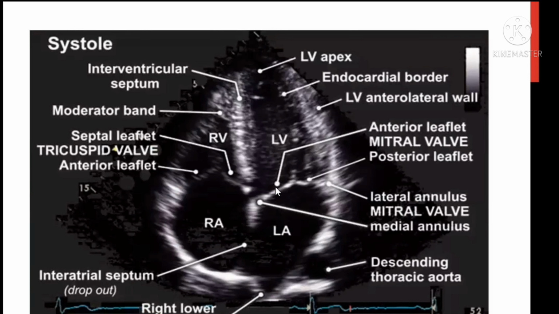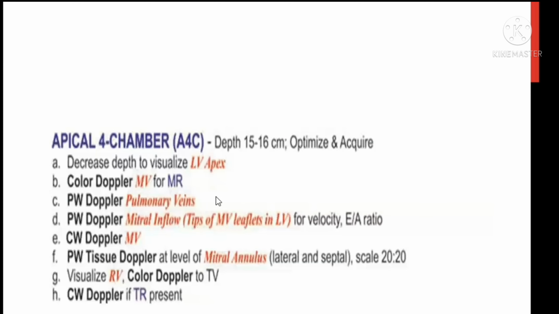So this is the mitral valve. You have a medial annulus and a lateral annulus, the base of the mitral valve, and then these are the leaflets. So what are the things you will assess? You need to adjust the depth. Color Doppler can be used, along with pulsed or continuous wave Doppler. With different color modes, regurgitation or stenosis can be assessed.